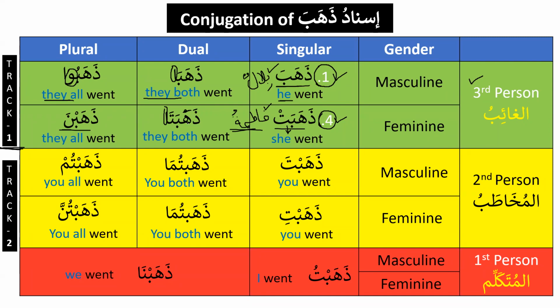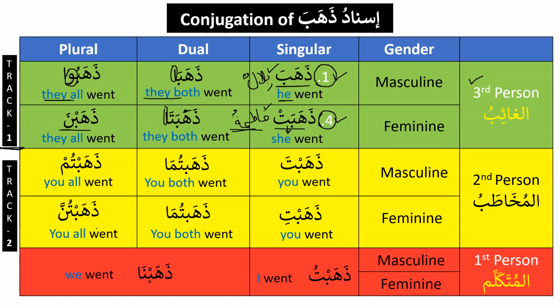But when we move on to the 6th form, then you can see the third letter becomes sakin. It becomes dhahabna. And here, when you change the track, when you go to the second track, then it will continue all the way up to form number 14 with the third letter being sakin. So it will be dhahabna. And then you say dhahabta, dhahabtuma, dhahabtum, dhahabti, dhahabtuma, dhahabtunna, dhahabtu, and dhahabna.